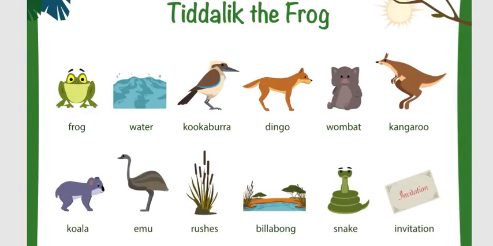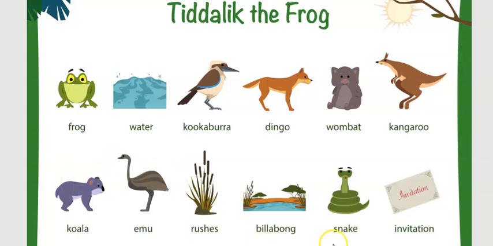So here are some of the words that we might come across in this story that we need to know to be able to understand it really well. Now you can see there's lots of animals that are featured in our story today. We've got a frog, we've got a kookaburra, which is a type of bird. We have a dingo, we have a wombat, we have a kangaroo, we have a snake, we have an emu, and we have a koala.